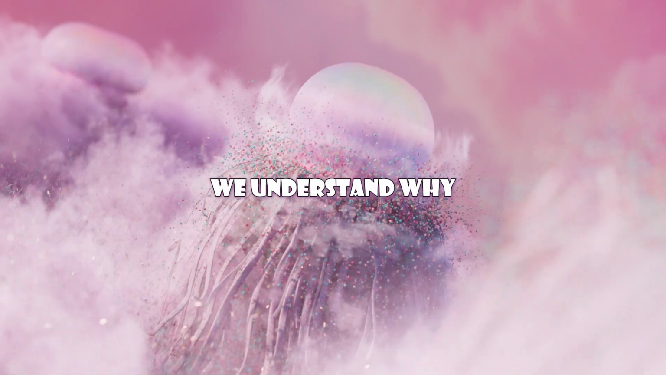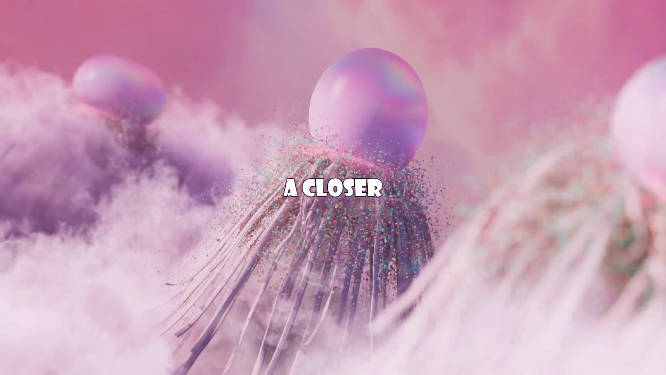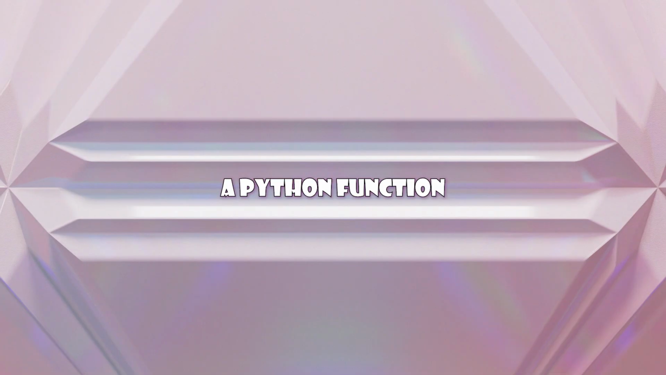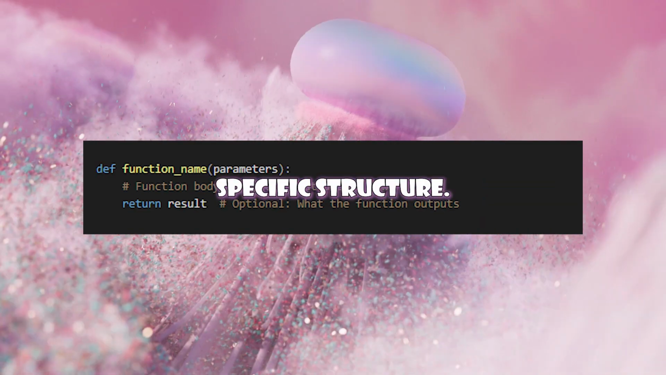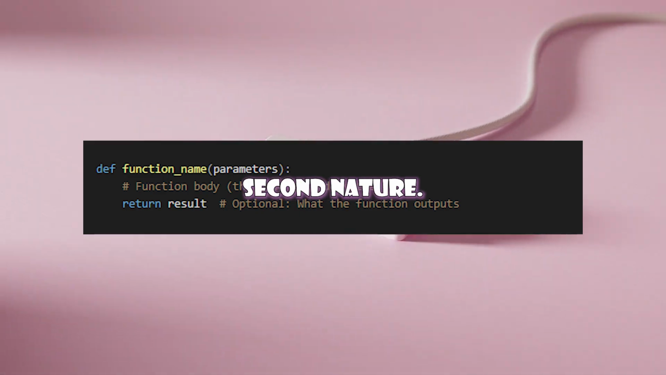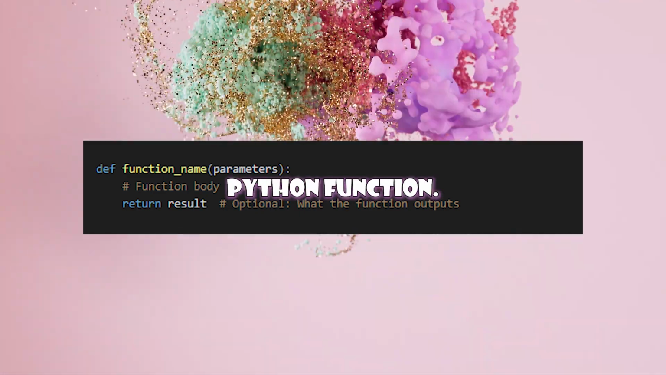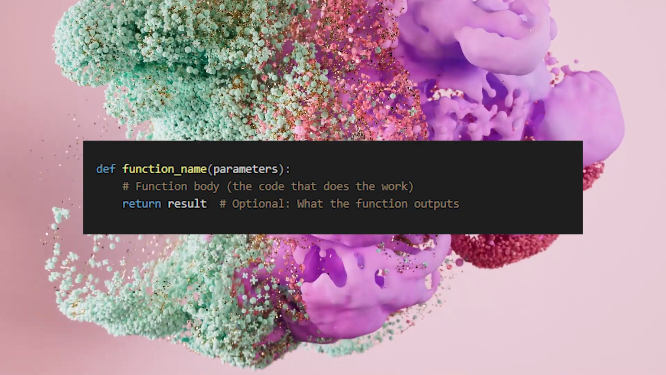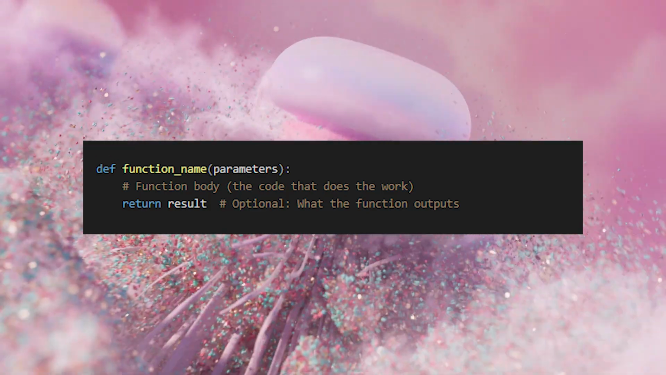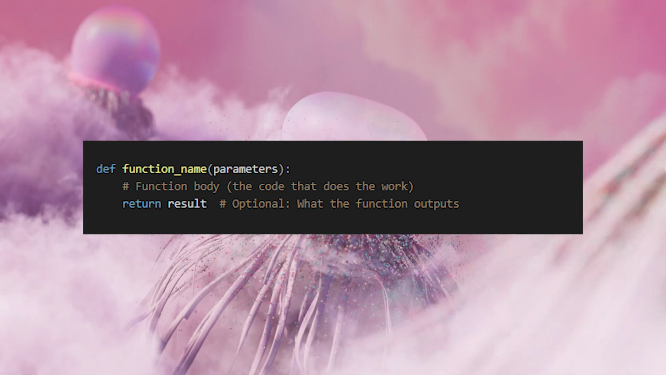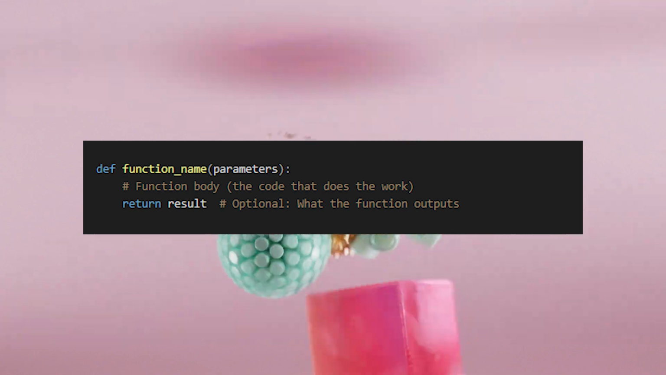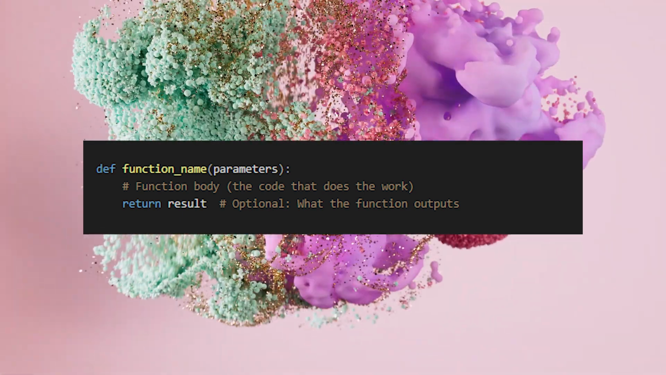Now that we understand why functions are useful, let's take a closer look at how they're built. Just like a recipe has specific steps, a Python function has a specific structure. Once you understand the structure, writing functions will feel like second nature. Here's the basic anatomy of a Python function. Let's break this down step by step. The def keyword. Every function starts with the keyword def, which stands for define. It tells Python, "Hey, I'm about to define a new function." Without def, Python wouldn't know that you're creating a function.